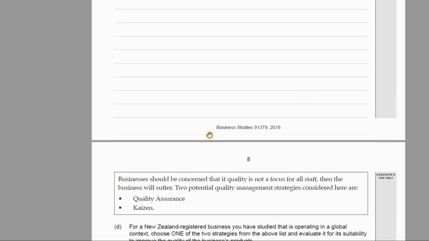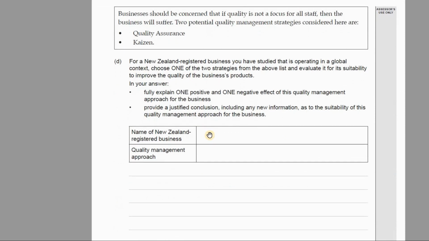And then finally, for D, I'm going to have to look at a business I've studied in class. And that looks like it's about quality management. I'm going to have to fully explain one positive and one negative effect of the quality management strategy that I've chosen, and then a justified conclusion about whether that's suitable for the business or not.